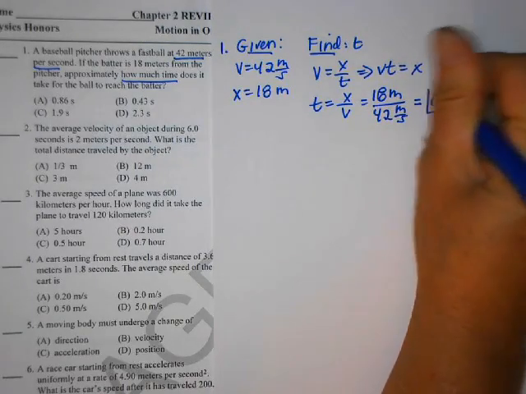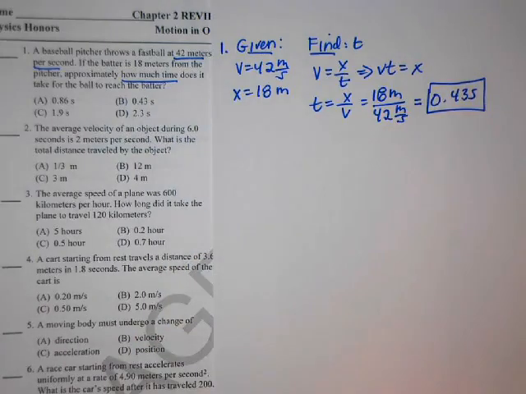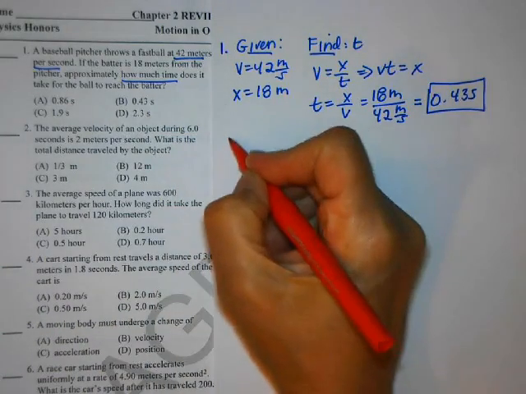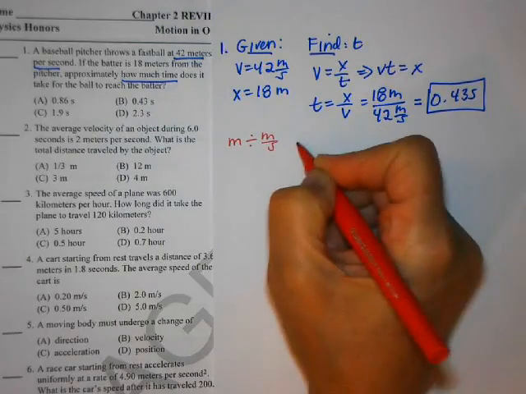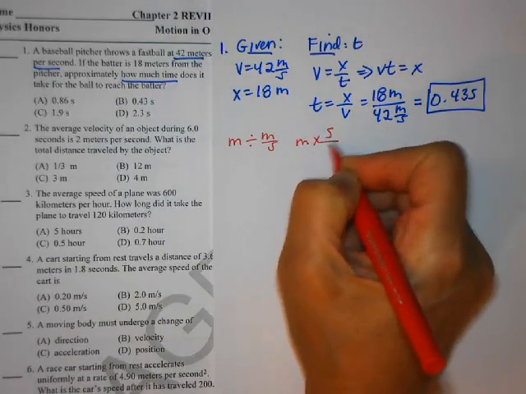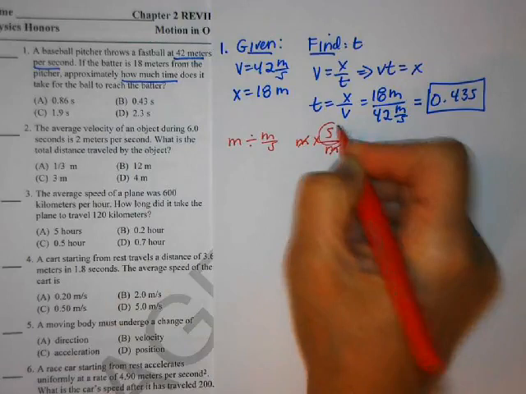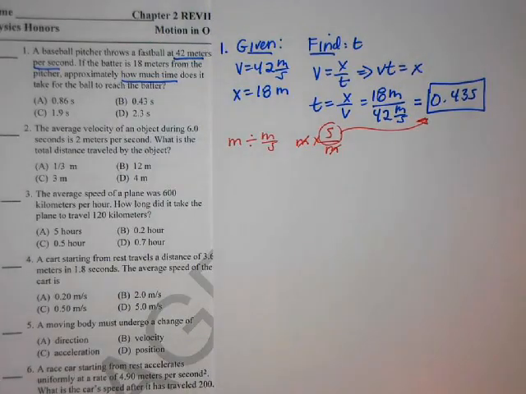But in physics, we always have a foolproof way to check our work every single time. So I have a meter divided by a meter per second, which is a meter times a second over a meter. So these cancel, and I end up with seconds, which is the correct unit for time.